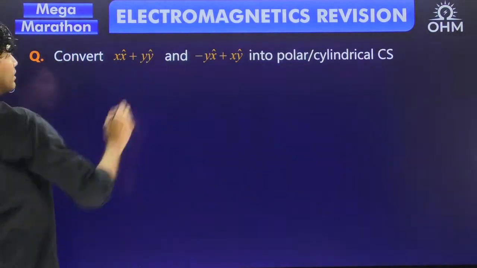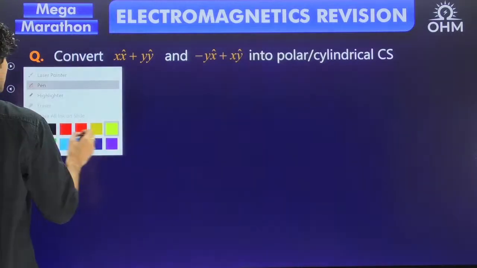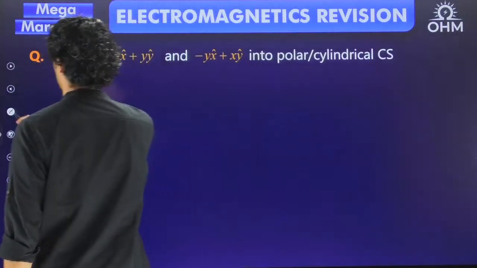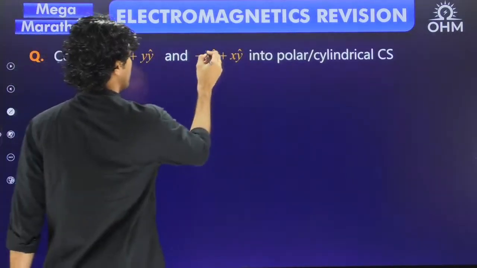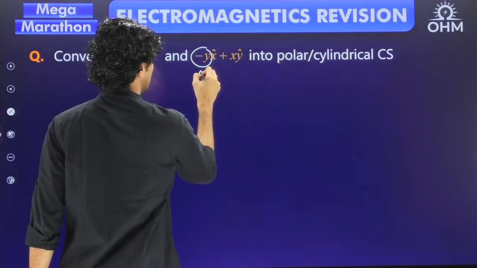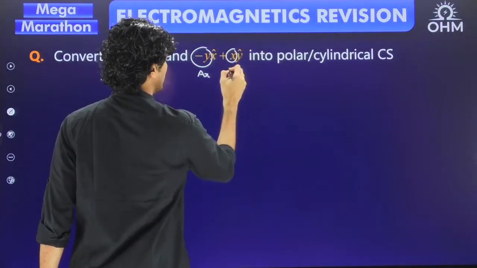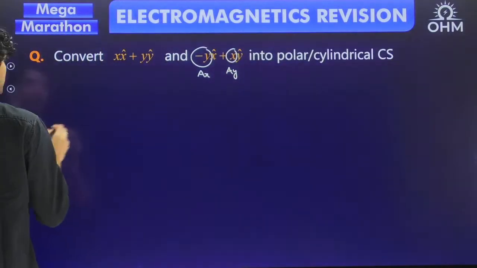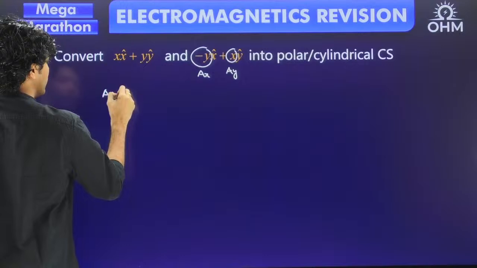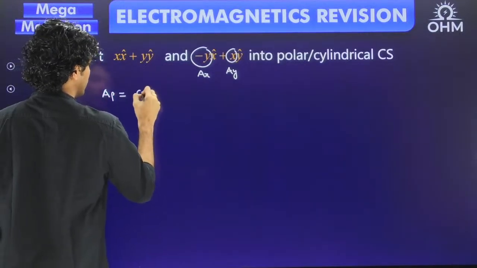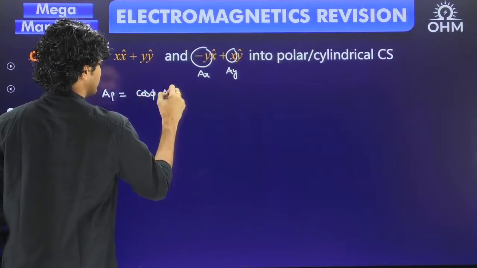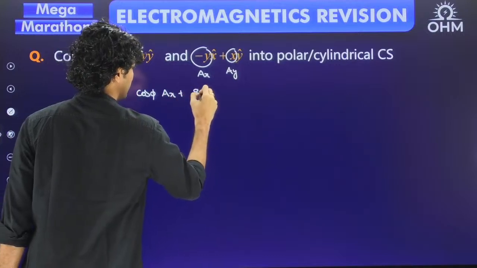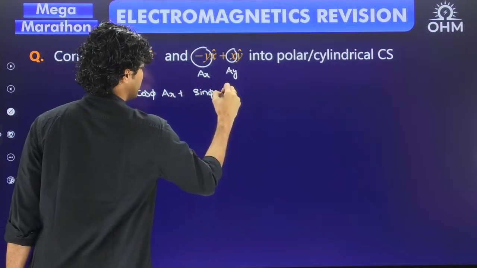Second one is minus y x cap plus x y cap. Procedure remains same like in the previous case. The coefficient of x cap is known as ax. The coefficient of y cap is known as ay. Okay, and first I want a rho component. What is a rho? This is cos phi times ax plus sin phi times ay.